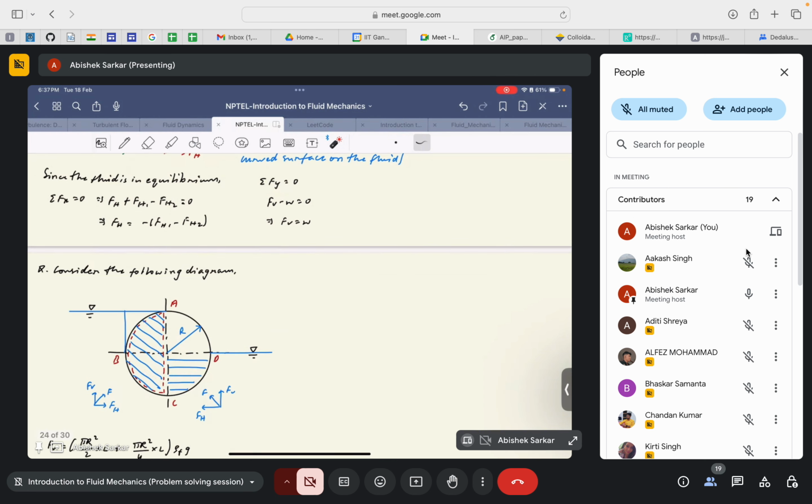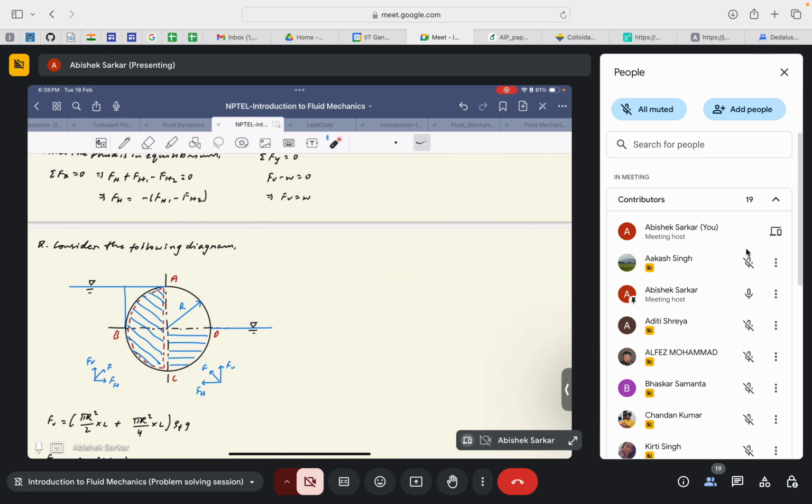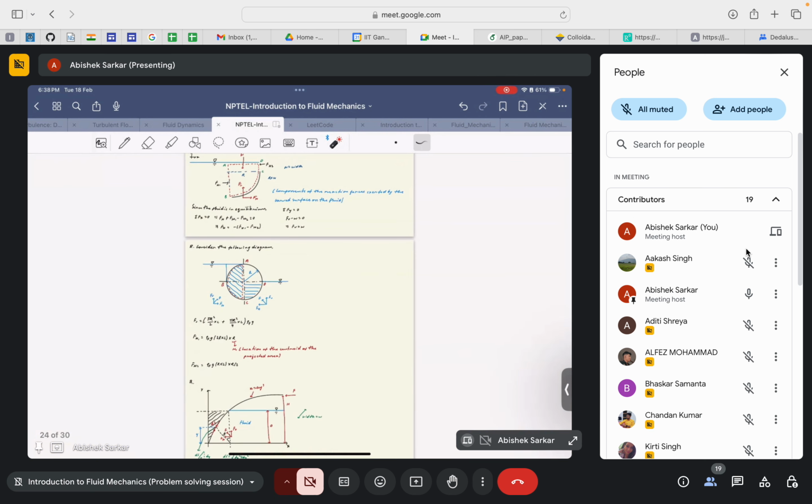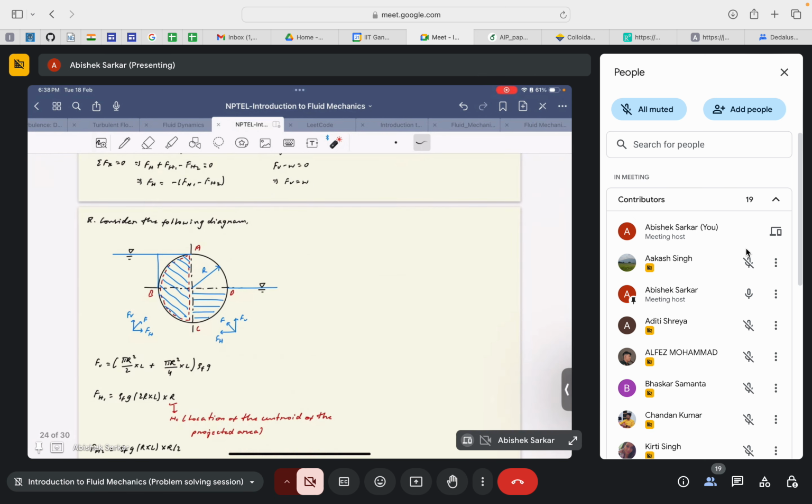Okay, so consider this example where there is a cylindrical shape where fluids are being contained. One half of this cylinder holds fluid up to this region. And the other half of the cylinder, where the depth is less than the left hand side, holds the fluid in this particular region.